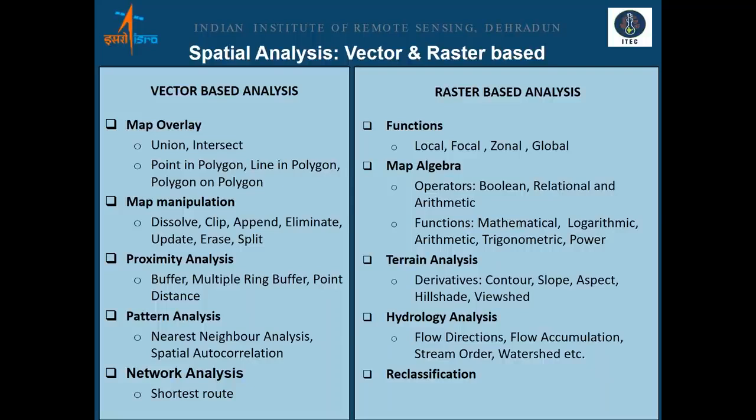So this proximity function is a good function, because suppose you want to use only a restricted area for the analysis, you can apply the proximity analysis, and ultimately it can narrow down to the buffer area where you want to do the analysis. Similarly, you have pattern analysis, the nearest neighbor, spatial autocorrelation. You can work on the geostatistics. All these pattern analyses can be carried out by making use of vector based data.